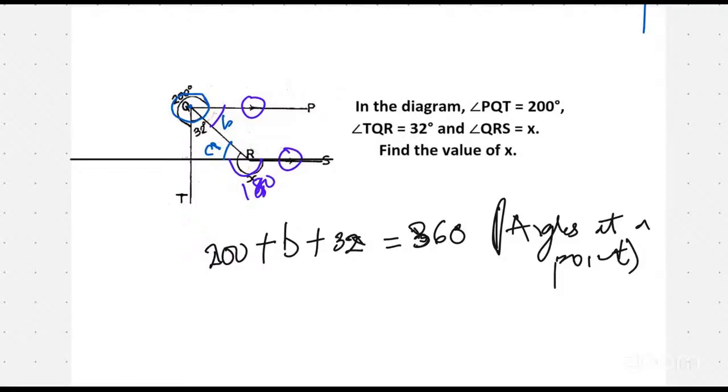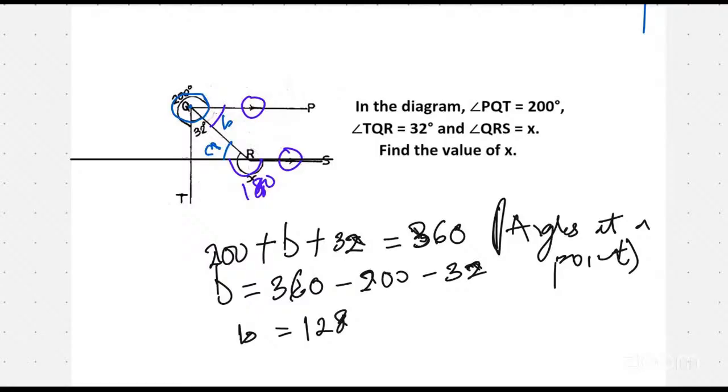So what then is the value of B? We say B is equal to 360 minus 200 minus 32. So B will be equal to 360 minus 200 minus 32, and that's 128 degrees.